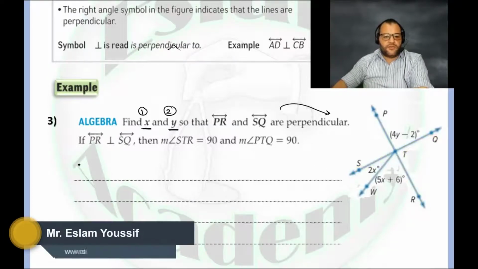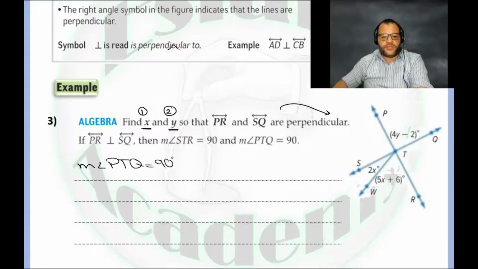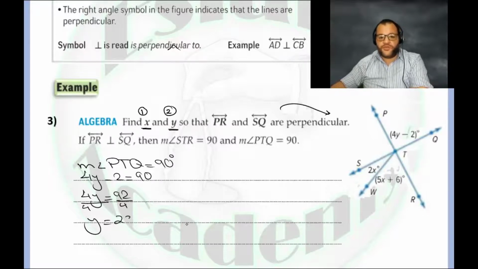So we can say the measure of angle PTQ is equal to 90 degrees. 4y minus 2 is equal to 90. Then 4y is equal to 92, divided by 4. It means y is equal to 23 degrees. Any problem for this one?